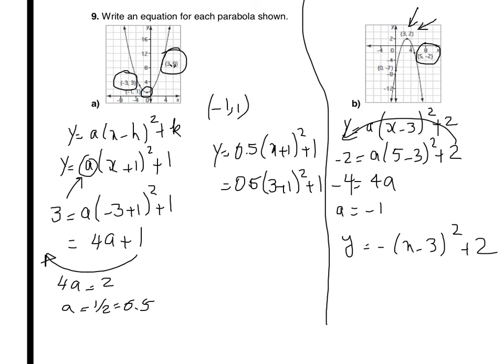Now, if you look, a is negative, so the parabola opens downward, and in the previous problem, a is positive, so the parabola opens upward. And the last thing is, let's check this point. When x is 0, 0 minus 3 is going to give you negative 3. Negative 3 squared is 9 times negative 1, negative 9 plus 2 is negative 7, which is going to be this.